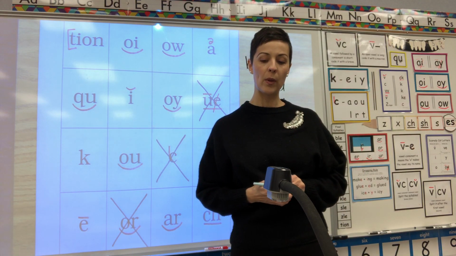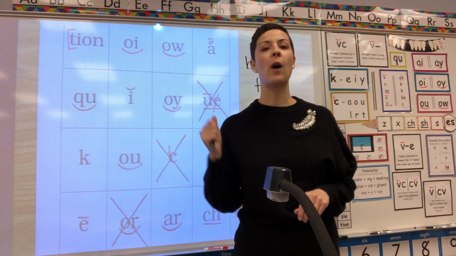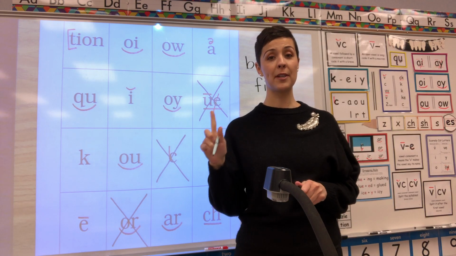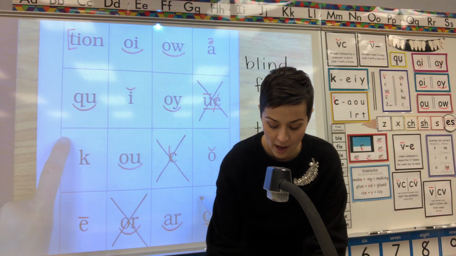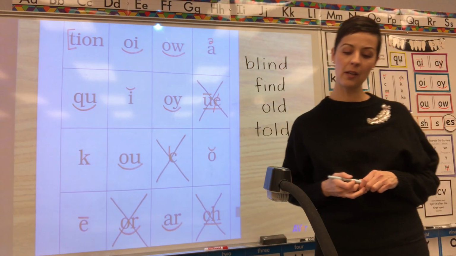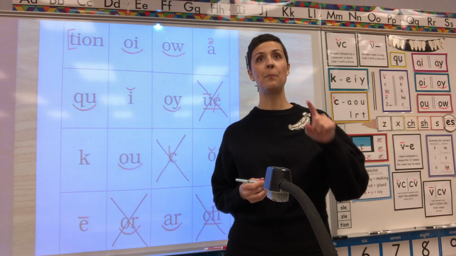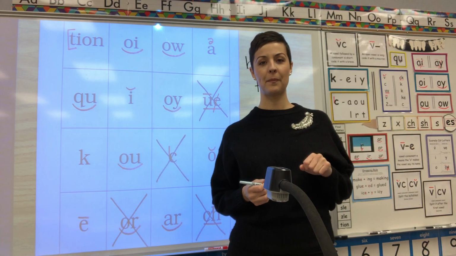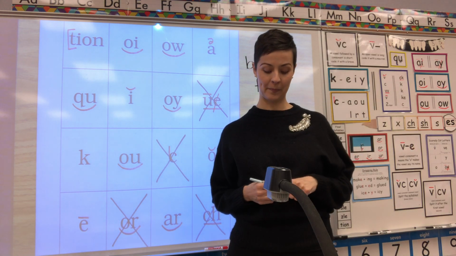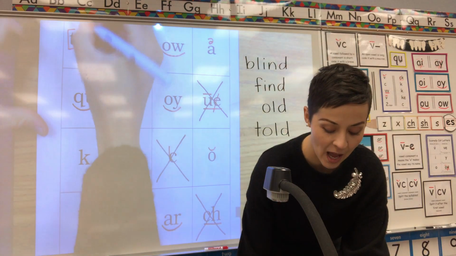Next one. What's the initial sound you hear at the beginning of chihuahua? Chihuahua. The first sound, the initial sound is digraph CH. Next one, what's the final syllable you hear at the end of tradition? What's the final syllable in tradition? Tradition is final syllable, T-I-O-N.